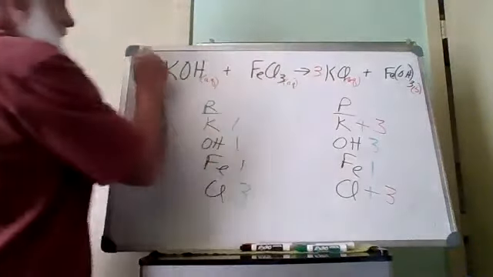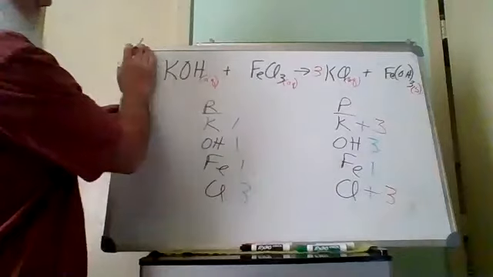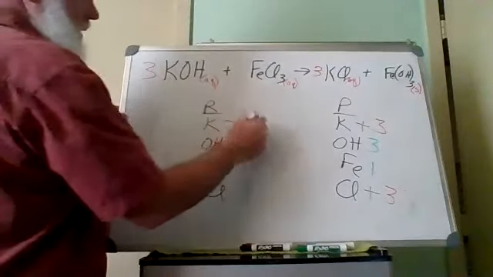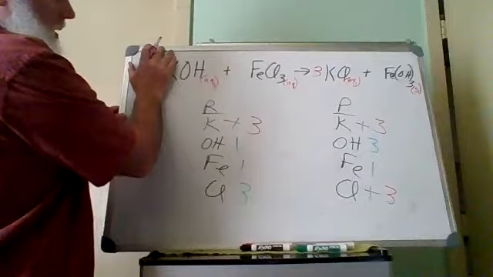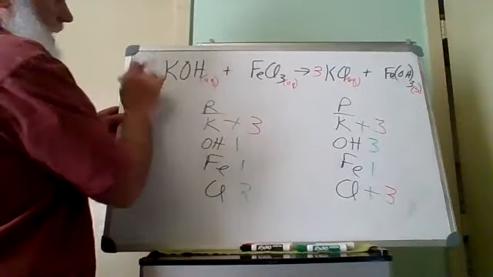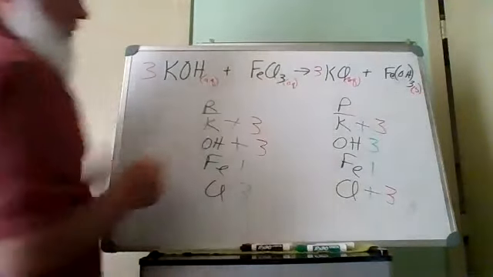So I'm going to put a 3 here. 1 potassium times 3 is 3. Now I'm going to cover it up. There's my 1 hydroxide. I cover up the metal. 1 hydroxide times 3 is 3 hydroxides.